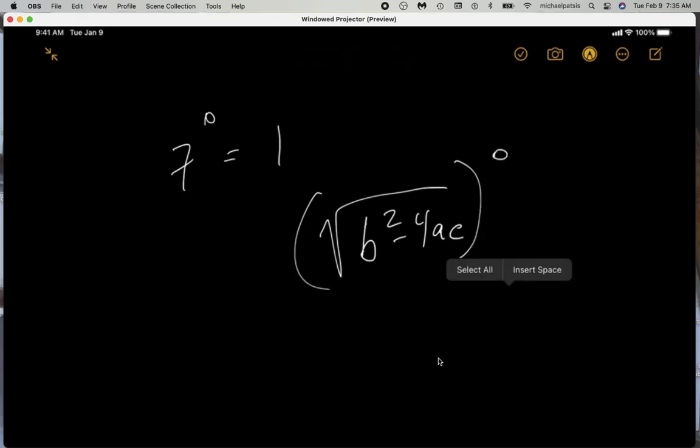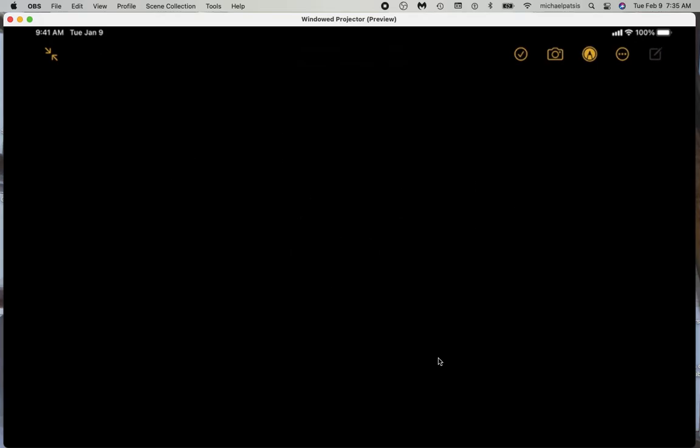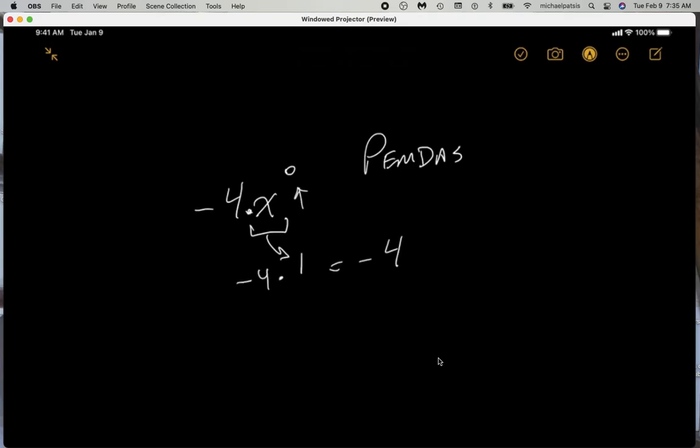Doesn't matter. If it's raised to the 0 power, it is 1. Something like this. Okay, we have, again, multiplication going on and an exponent. PEMDAS. You do the exponent first. X to the first is 1. Negative 4 times 1 is going to equal negative 4.